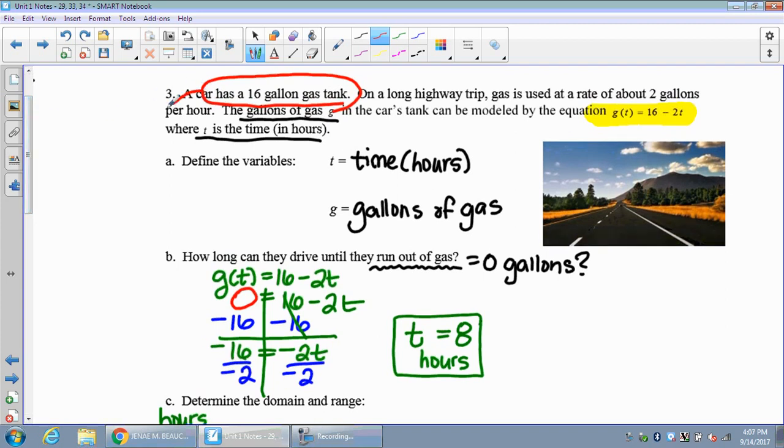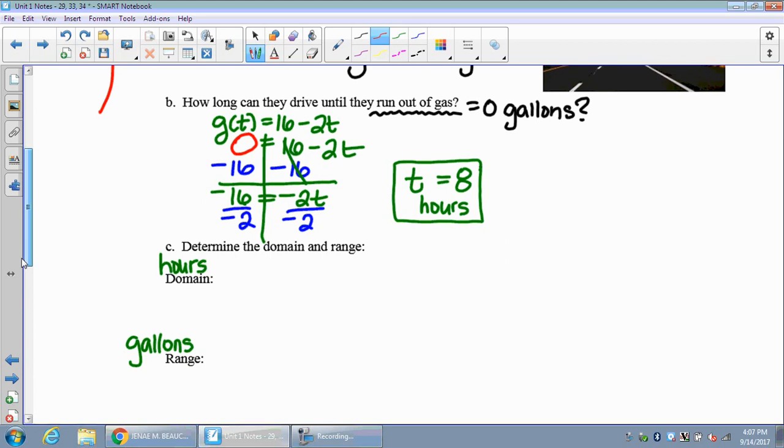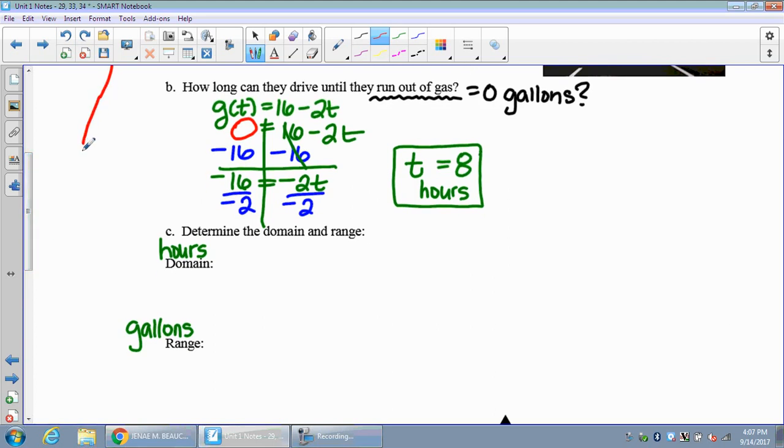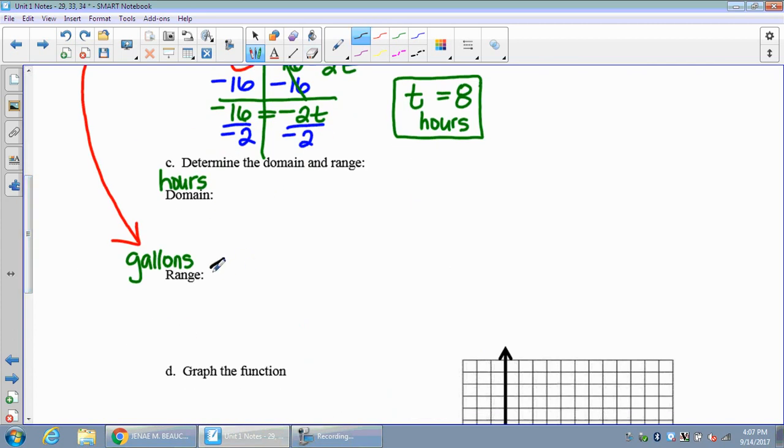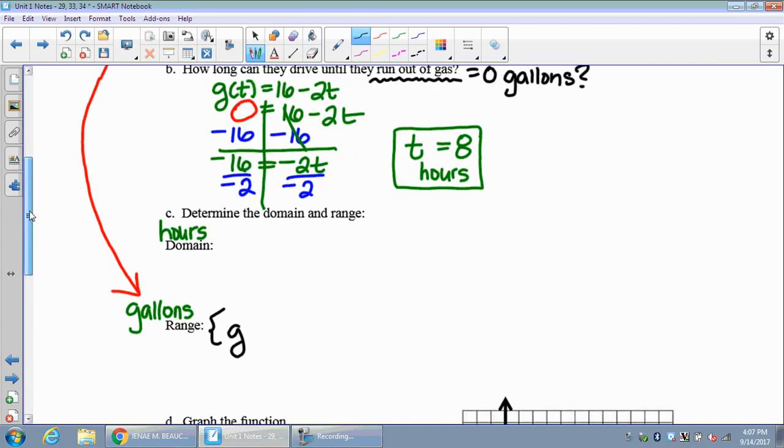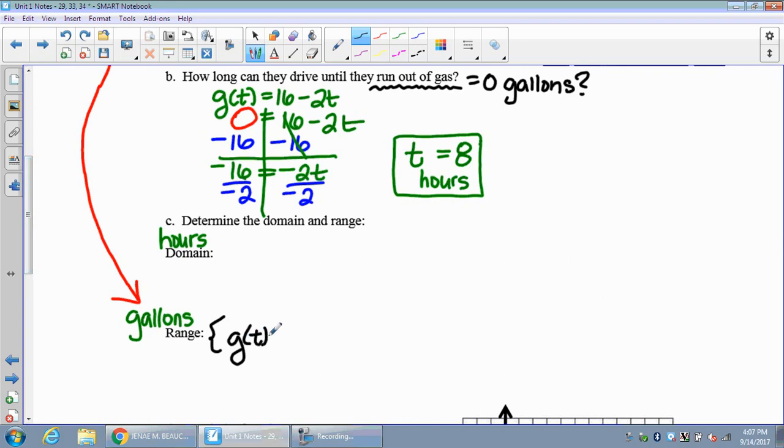So I'm going to draw my arrow to where I see gallons, which is not the domain. It's the range. So this is an example of being given a restriction on the range. So up to 16 would look like, we've got G of T between 0 gallons of gas and 16 gallons of gas.